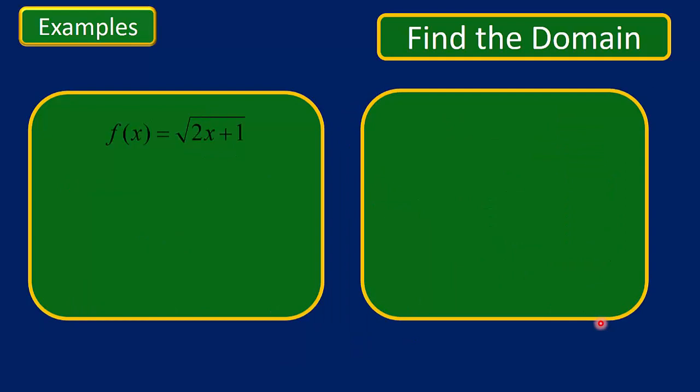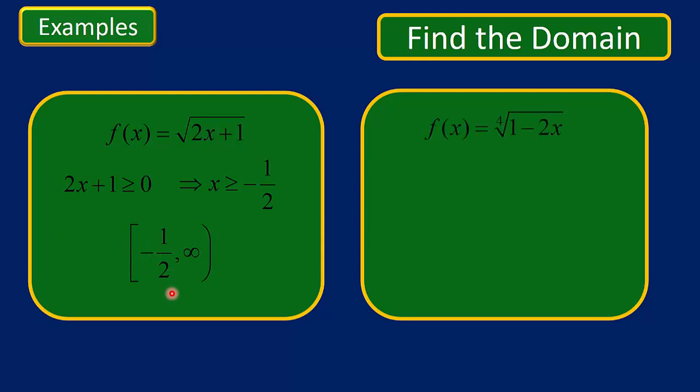Okay? Let's suppose we've got the square root of 2x plus 1. Okay, now this is the case too, where we're going to take the 2x plus 1, set it greater than or equal to 0. So here we have, okay, x has to be greater than or equal to -1/2 if we want the 2x plus 1 to be greater than or equal to 0. So we could write that in interval notation this way.